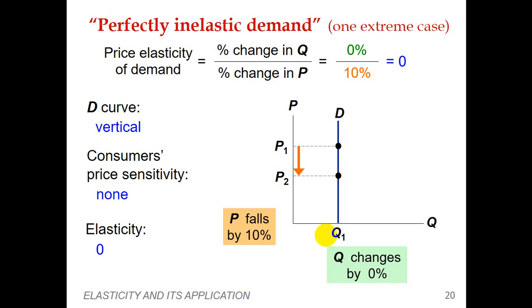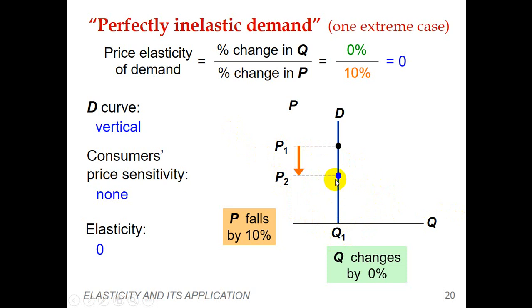If there is an increase or decrease in price, it does not affect my quantity demanded. My quantity demanded is going to remain the same. Suppose that previously, when the price was P1, I was using 2 bags of salt. Now the price has decreased from P1 to P2, and I'm still using 2 bags of salt. So this shows inelastic demand.